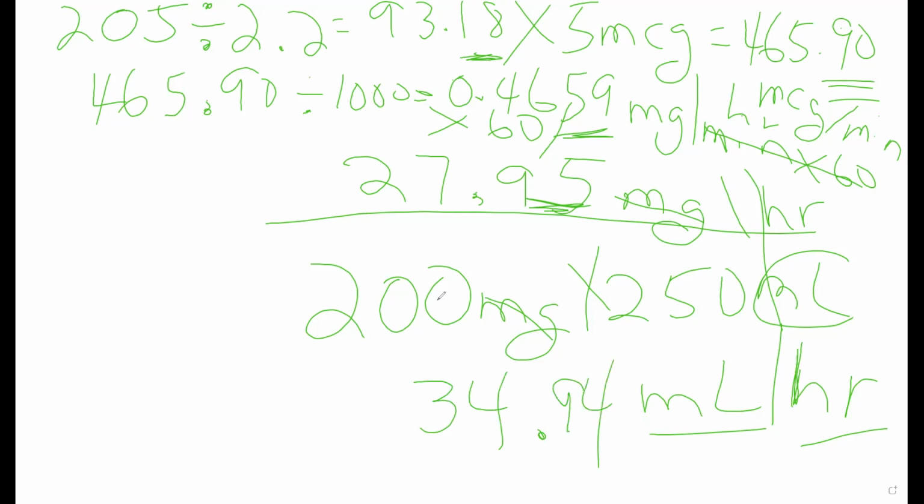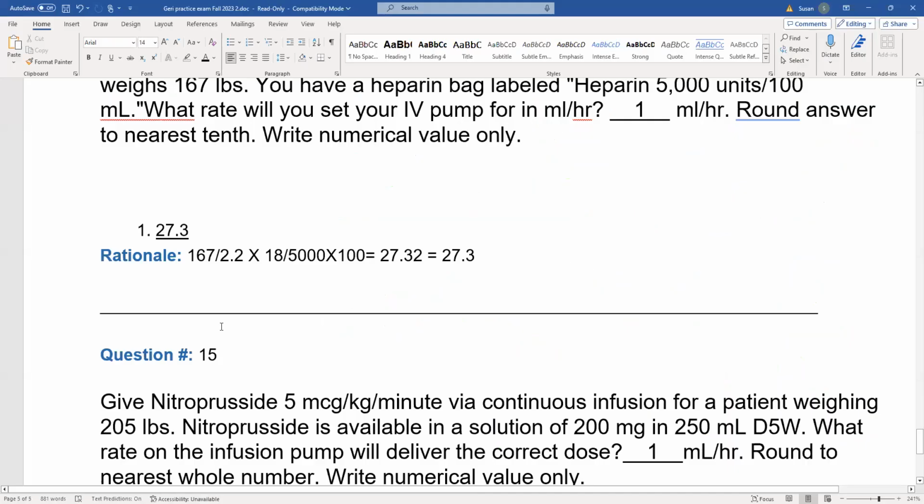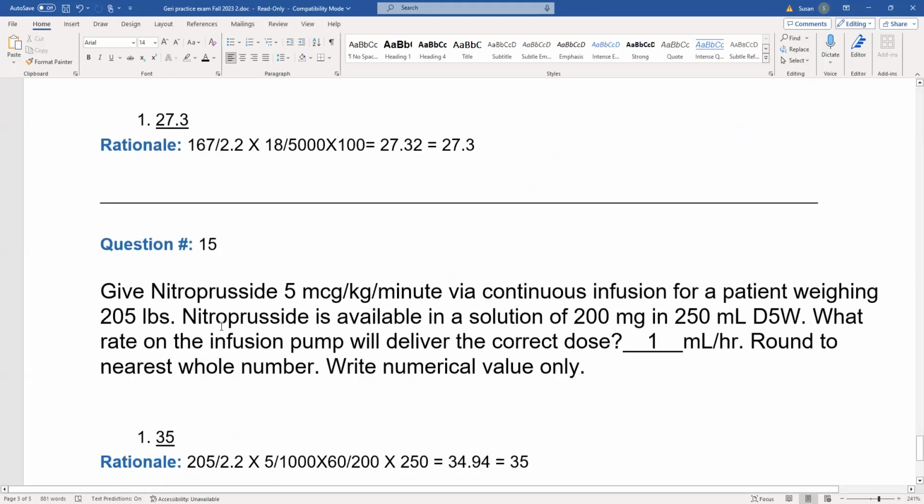Everybody there? Yes. Now let's go back to our question. And it's telling us to round it into a whole number. So what would be our whole number then? 35. 35.